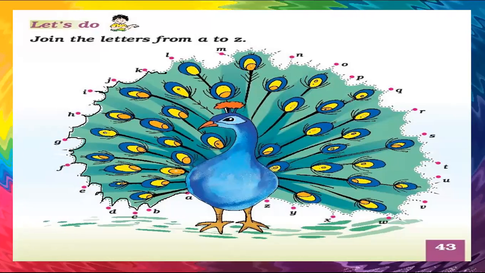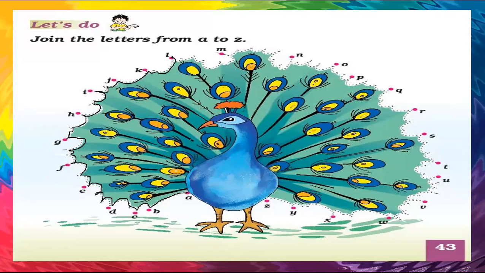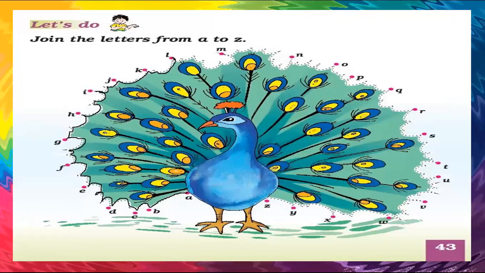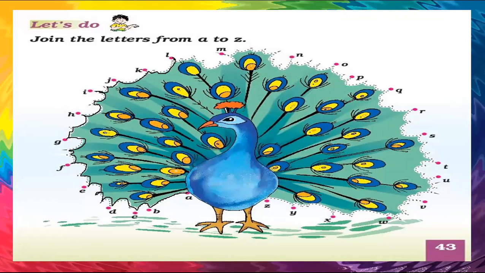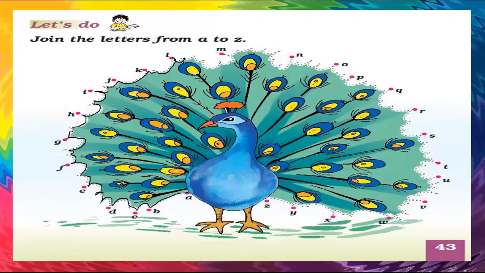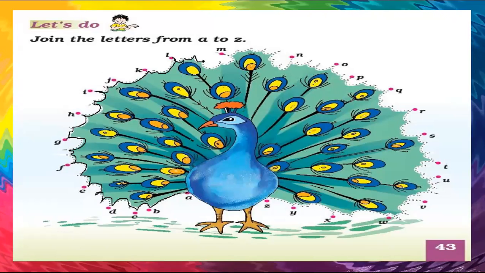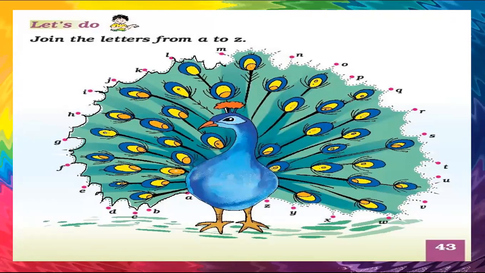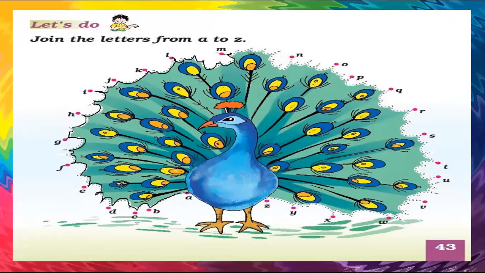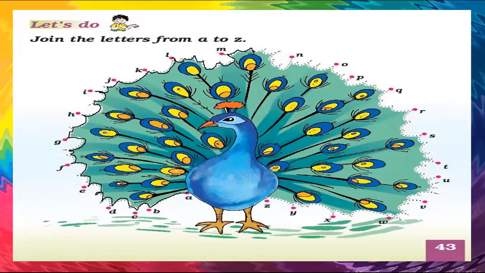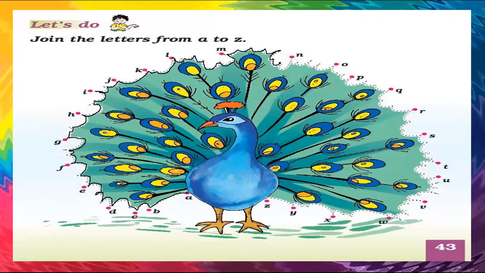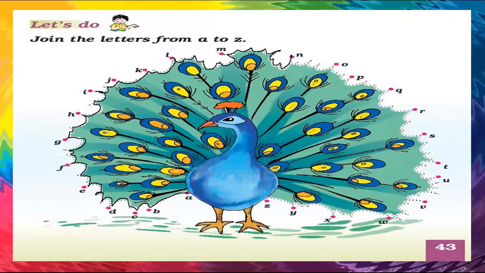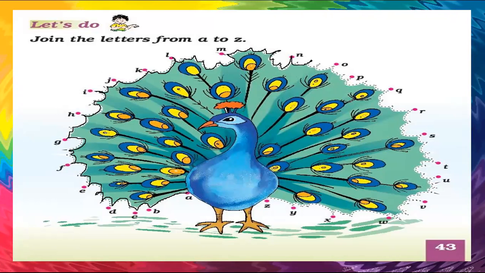Children, you're going to join the dots in the alphabetical order only. From A to Z only, you're going to join the dots, coming from A to B, B to C, like that. From L to M. So our M is here. Yes. M to N.